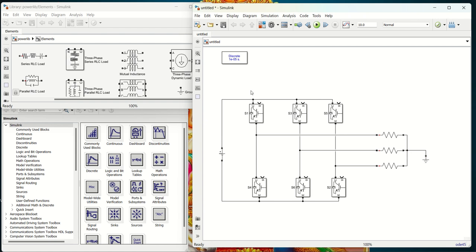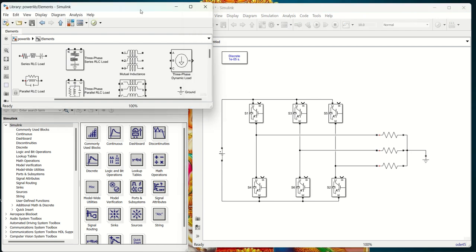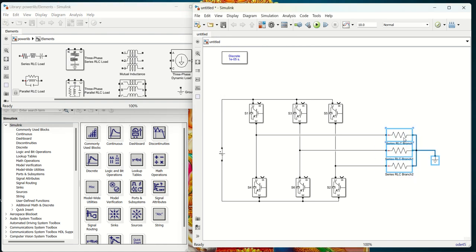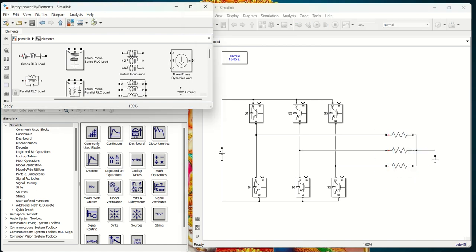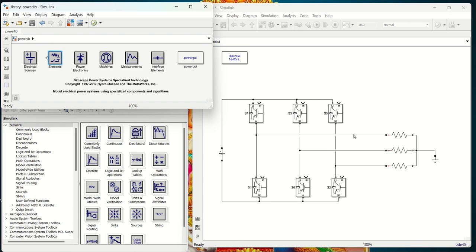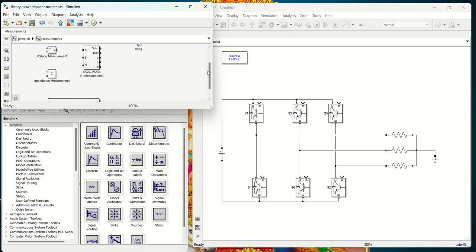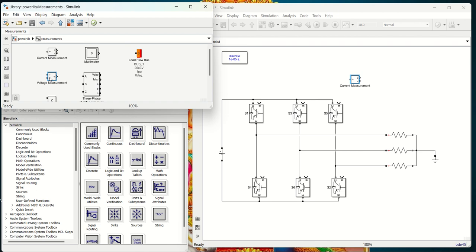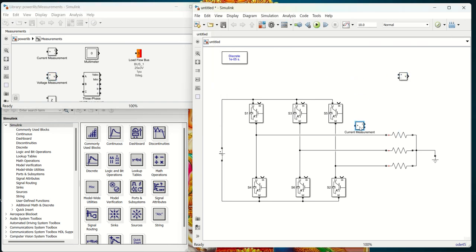Now I want to calculate the voltage and current. Here you can calculate the phase voltage and line voltage because it is a star connection. Whereas for current, line current is equal to phase current because it is a star connection. So we'll try to measure both current and voltage so that we can calculate the power. Current has to be connected in series.